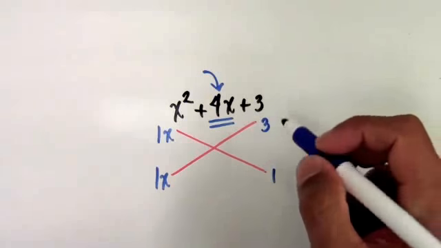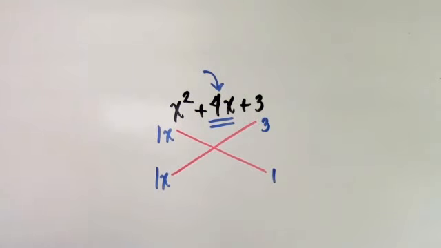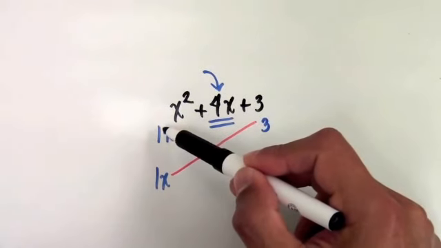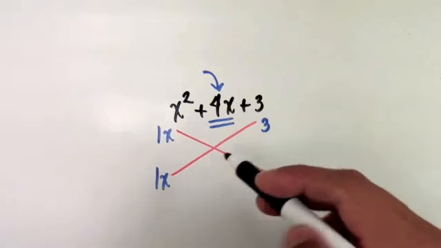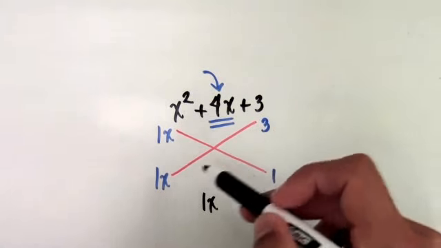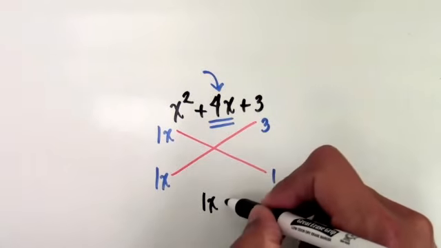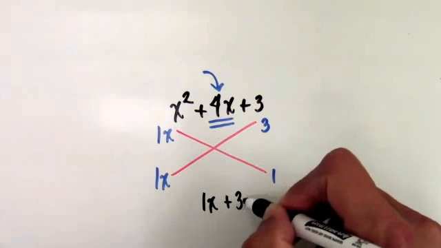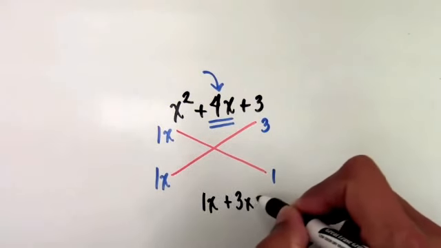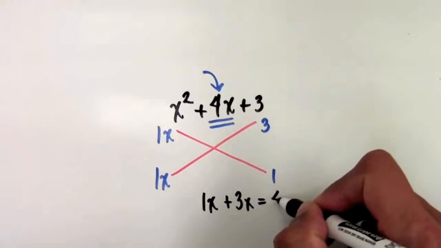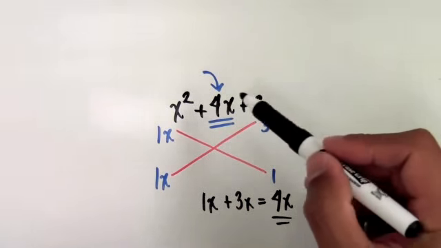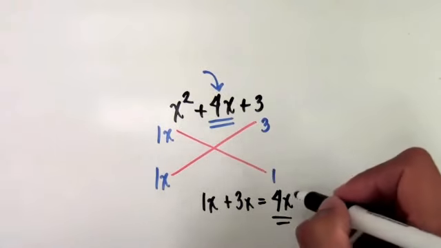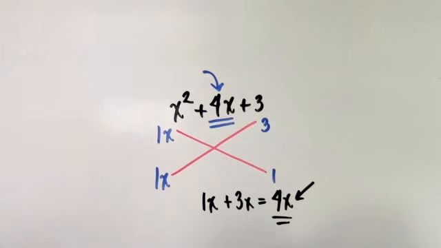We're going to have 3 and 1, but I just want to go ahead and show you how this works out. Now we go ahead and multiply. So x or 1x times 1 is going to give me 1x. 1x times 3 is going to give me positive 3x. Now when we combine these, we're going to get 4x. And that's exactly what I wanted. I always want to try to get the middle term. Okay? So this works out very, very nicely.